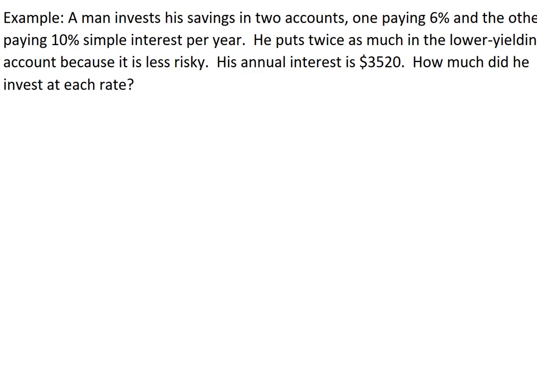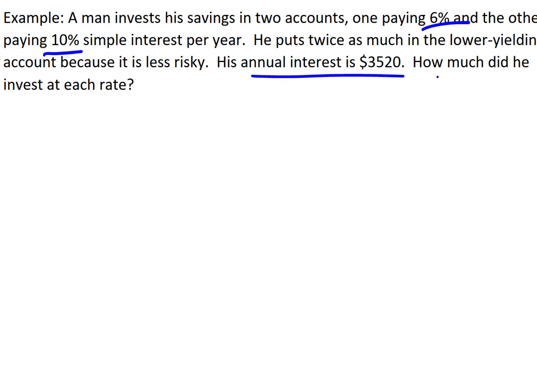A man invests his savings in two accounts, one paying 6% and the other paying 10% simple interest per year. He puts twice as much in the lower yielding account because it is less risky. His annual interest is $3,520. How much did he invest at each rate?